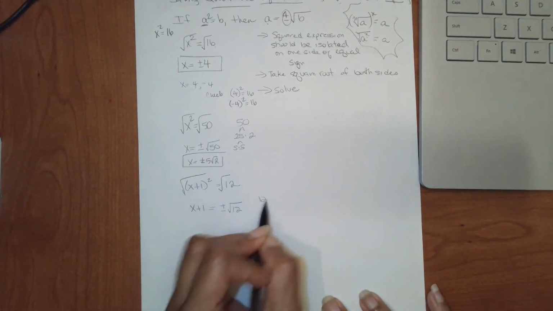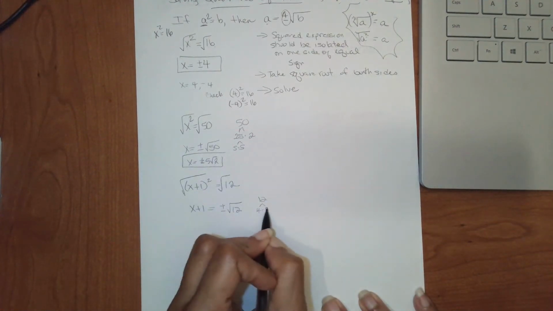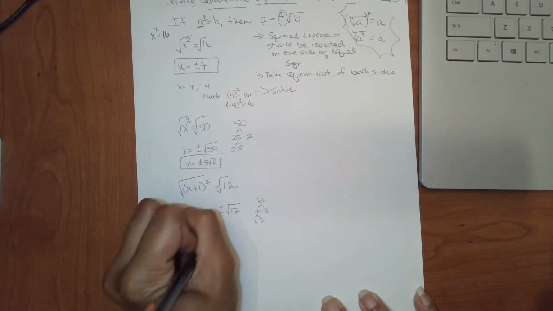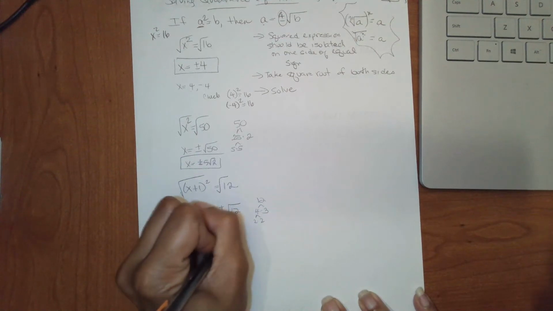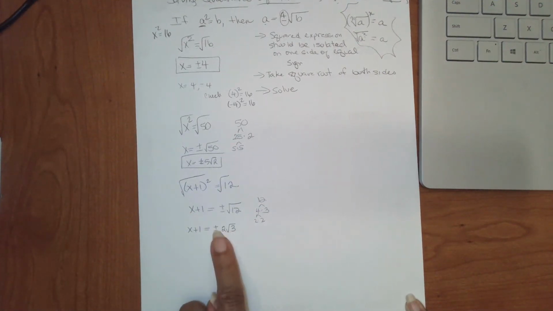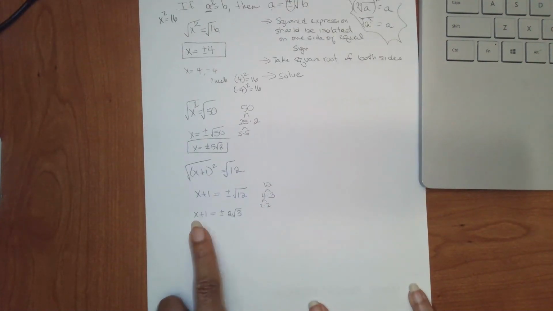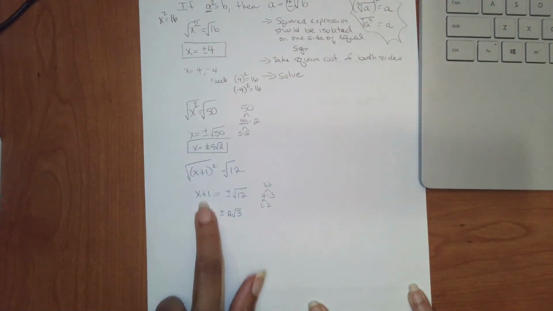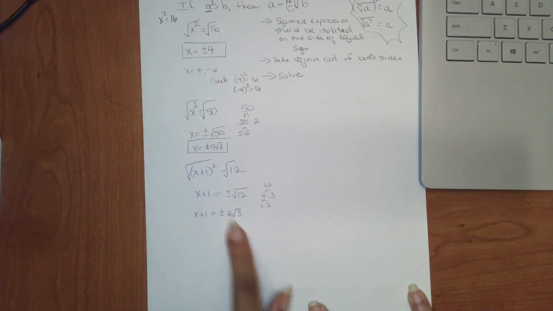So now I'm going to break down my square root of 12. 4 times 3, 2 times 2. So x plus 1 equals plus or minus 2 square root 3. So the plus or minus must always stay in front of the radical term. So when that 2 comes out, the plus or minus must be in front of that coefficient. So now it's not solved, right? Once we take the square root of both sides, the left side just created x plus 1, the right side created plus or minus 2 square root of 3.